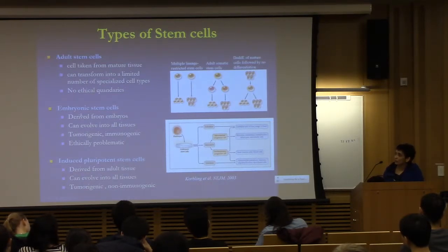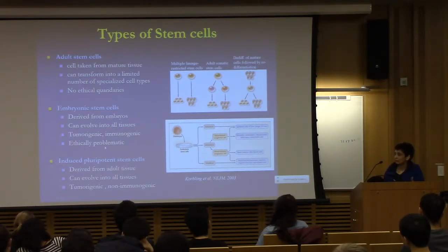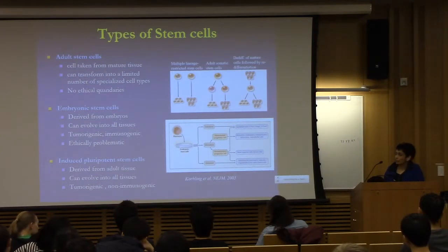The embryonic stem cells, though, are different because they are derived from embryos that can generate all three layers: ectoderm, endoderm, and mesoderm. But the problem with embryonic stem cells derived from embryos is the ethical problems. They are immunogenic, and they're tumorigenic because they have the capability to divide and they can form tumors.